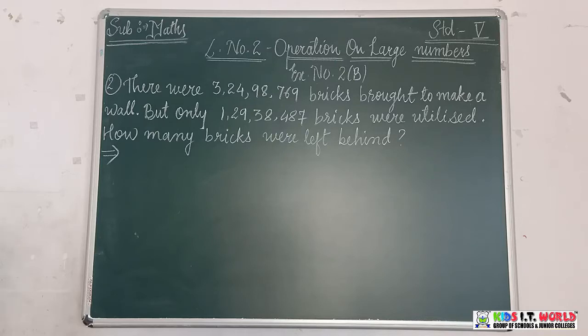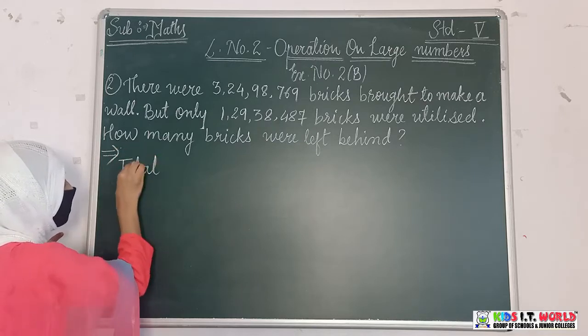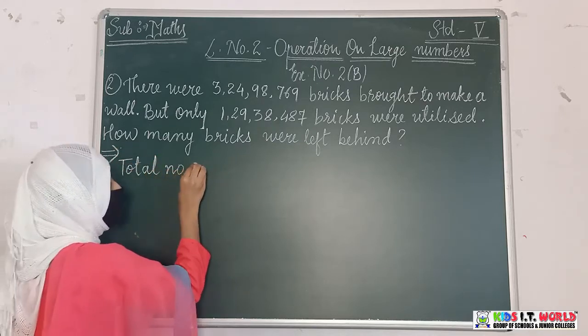Means what is given to you in the question? They have given the total number of bricks which they are using to make a wall, but from that only they have used 1,29,38,487 bricks. So how many bricks were left we have to find. So what will you write in the given data? You will write total number of bricks.